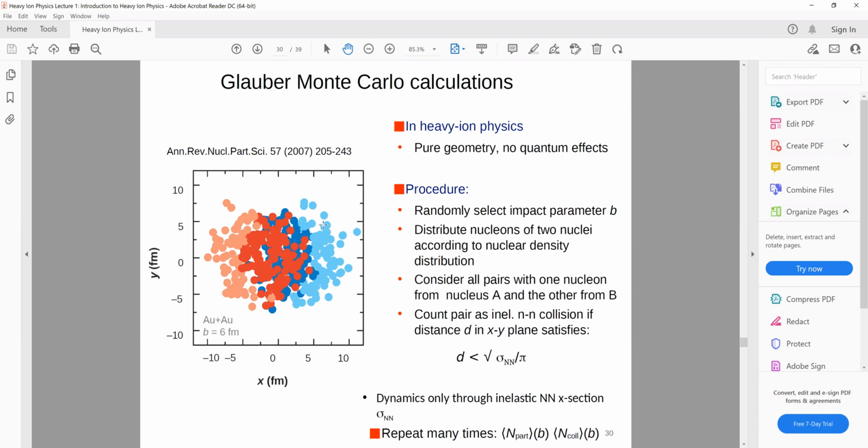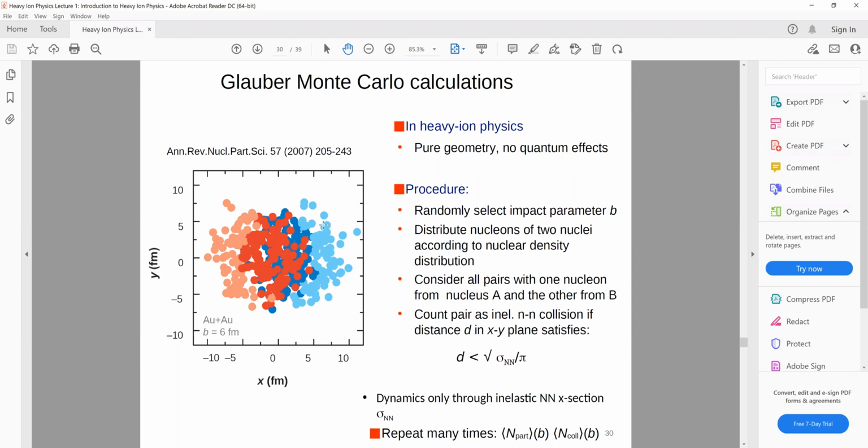So what is the procedure? What we use most often is the Monte Carlo Glauber model. There are two kinds of Glauber model. One is called the optical Glauber model, which was used earlier, and another is called the Monte Carlo Glauber model, which is more recently used and is the state of the art. In the Monte Carlo Glauber model, we randomly select some impact parameter B between 0 and 2 R_A, and distribute the nucleons of the two nuclei according to the nuclear density distribution, that is the Woods-Saxon density distribution.